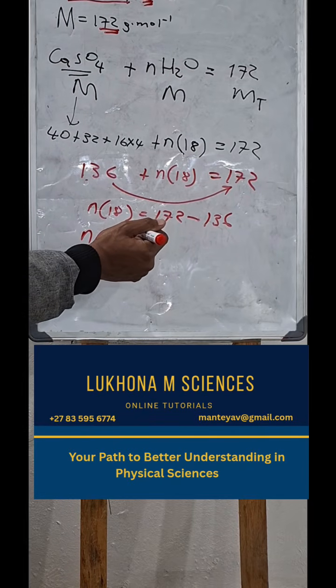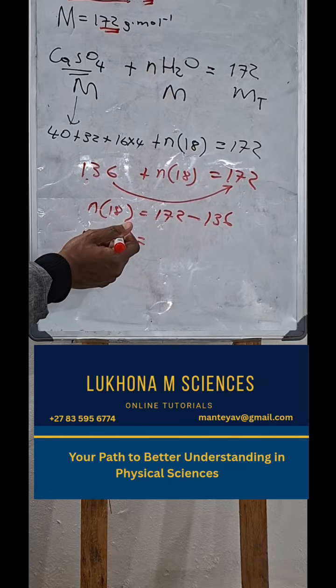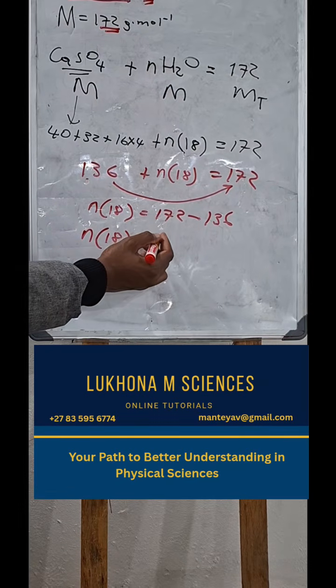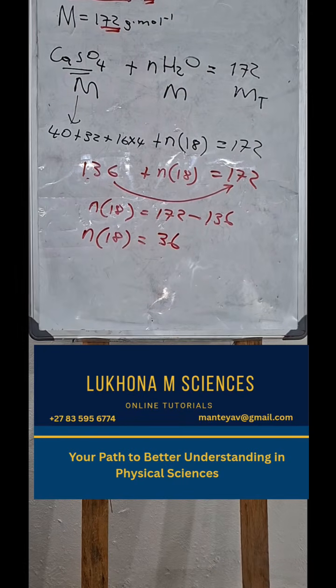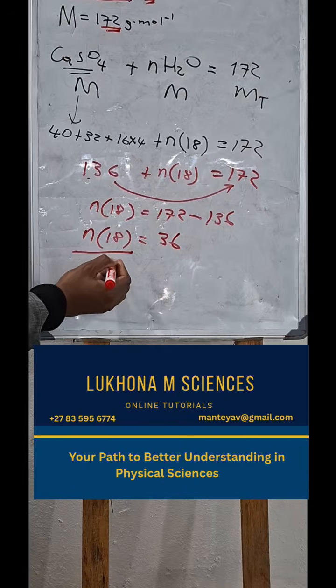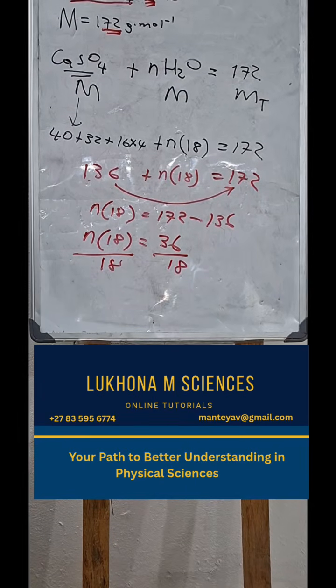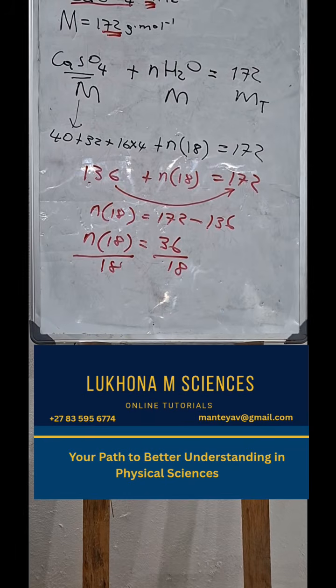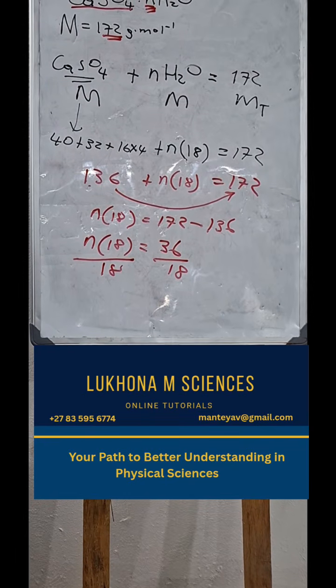172 minus 136 is supposed to be 36. Yes, it should be 36. Then we divide by 18, divide by 18. Then we get the answer.